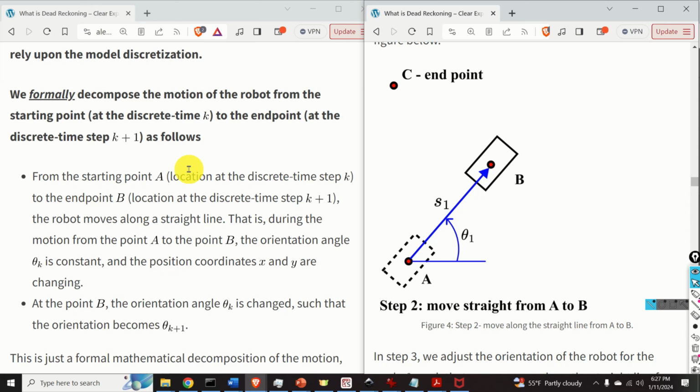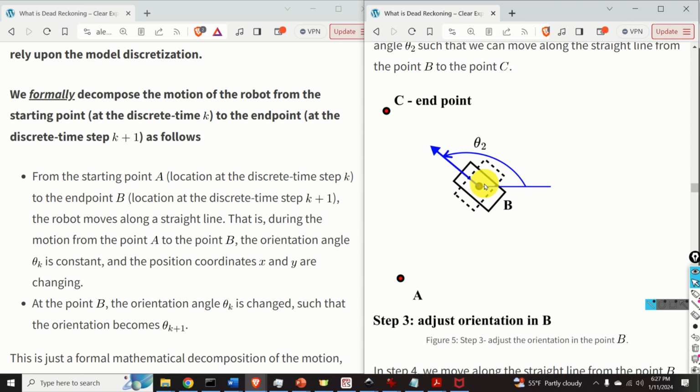We formally decompose the motion of the robot from the starting point at the discrete time k to the end point at the discrete time step k plus 1 as follows. From the starting point A to the end point B, the robot moves along a straight line. That is, during the motion from the point A to the point B, the orientation angle theta k is constant and the position coordinates x and y are changing. At the point B, the orientation angle theta k is changed such that the orientation becomes theta k plus 1.